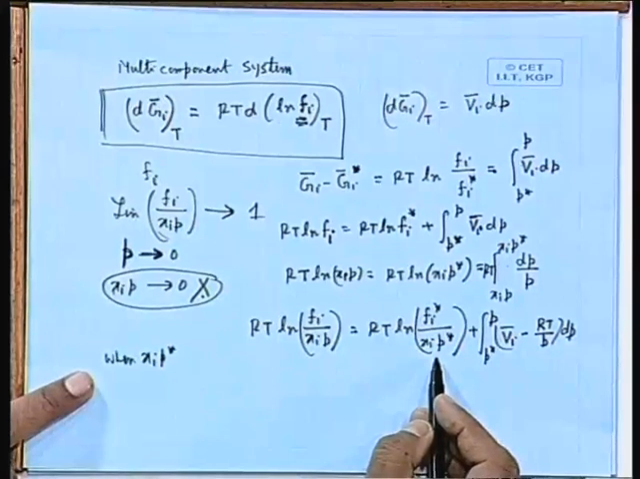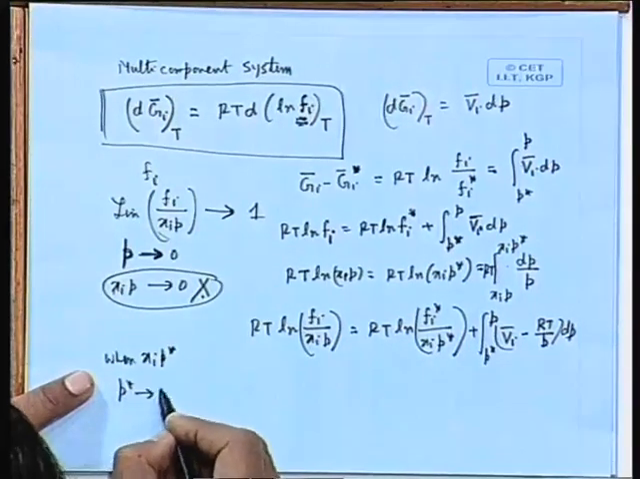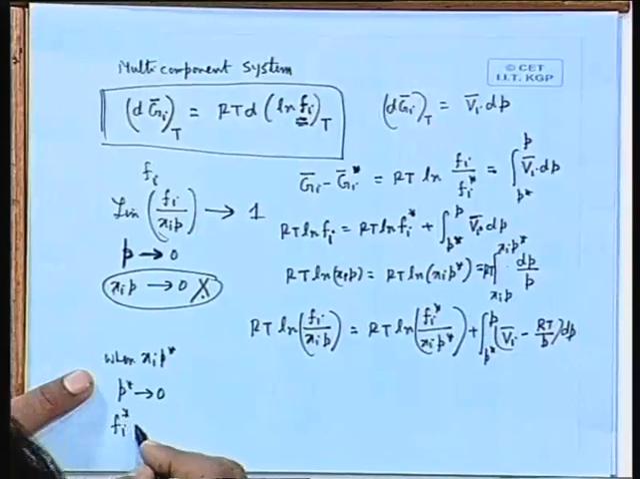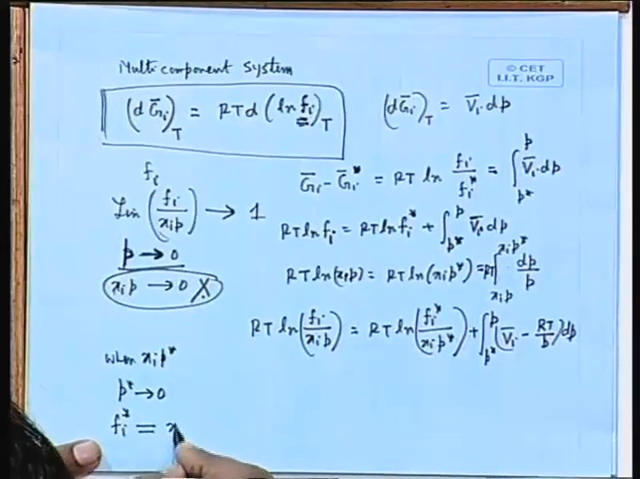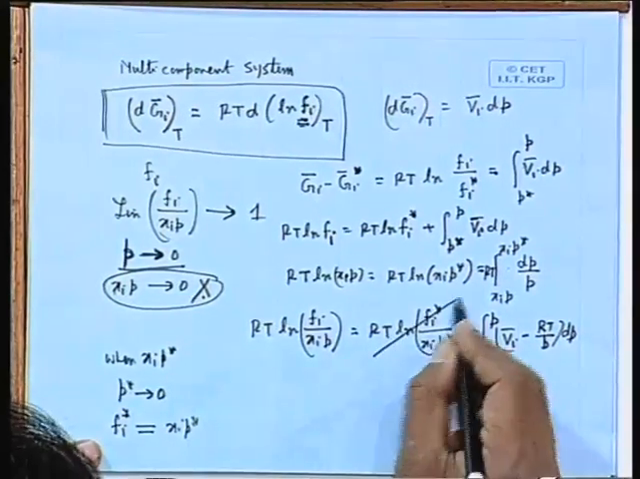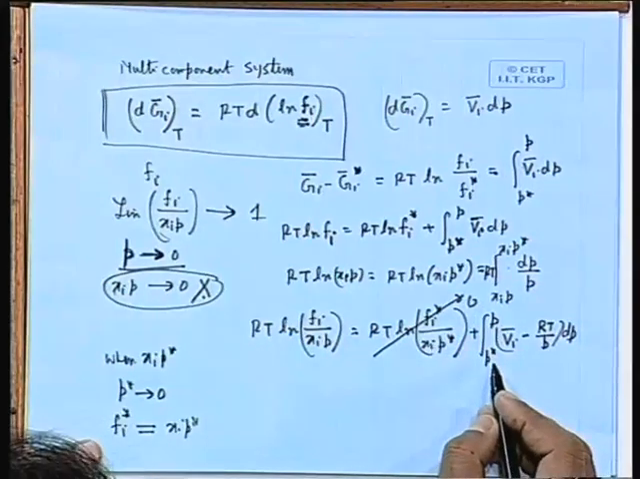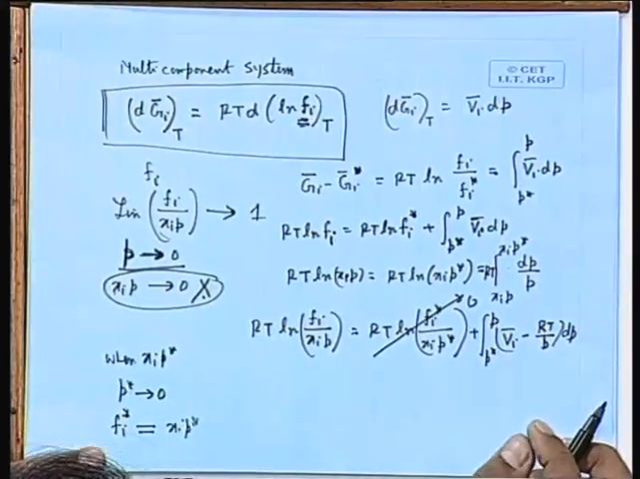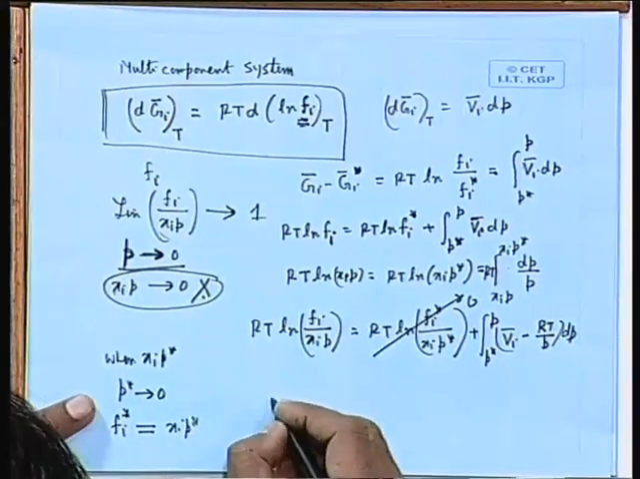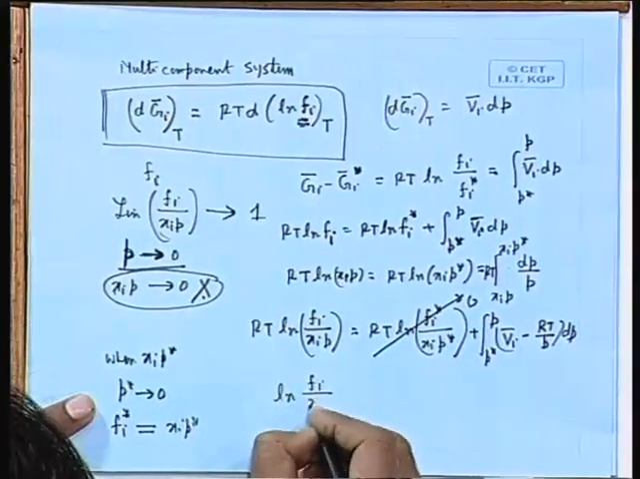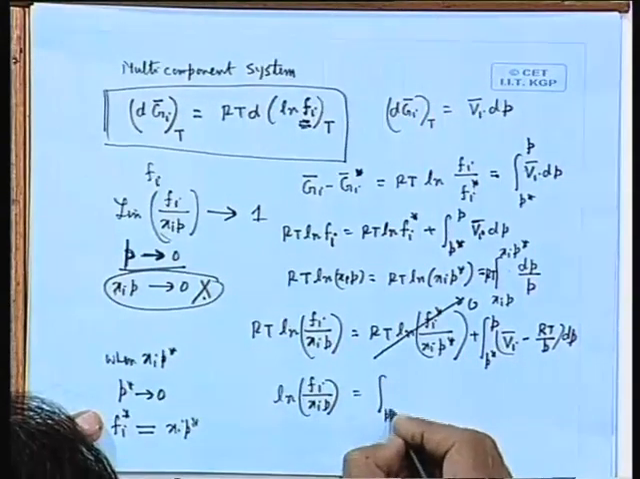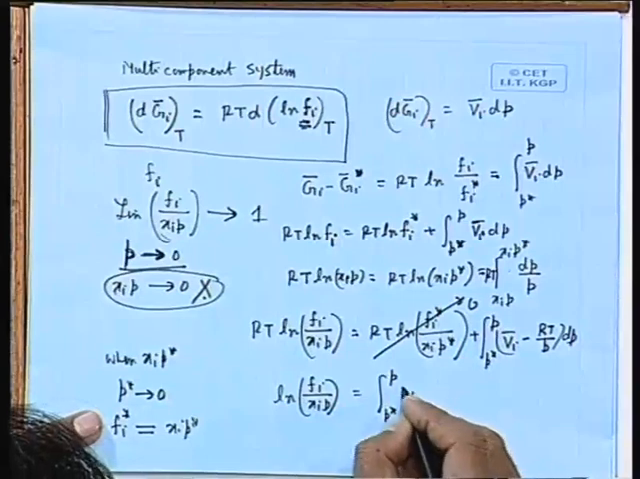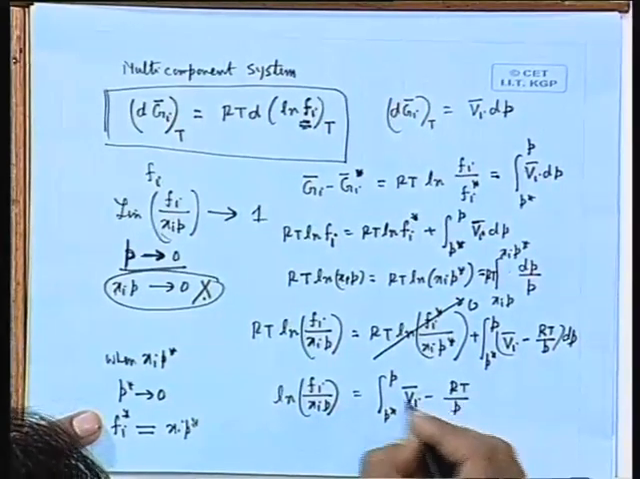So Fi star is Pi. When P star is going to 0, then what is the fugacity? Here, with P star going to 0, the fugacity is equal to Xi P star. That means this ratio is 1. That means the reference state is at a very low pressure. So therefore we can write ln Fi by Xi P equals the integral from P star to P of Vi bar minus RT by P dP.